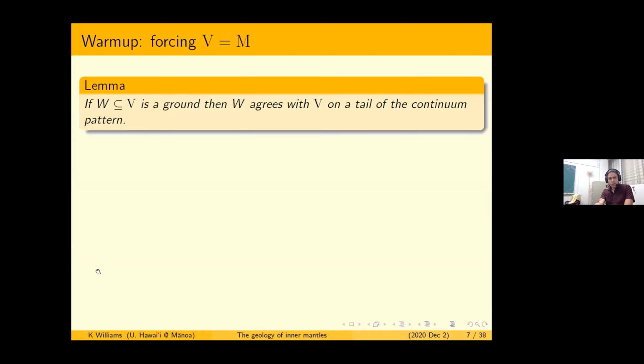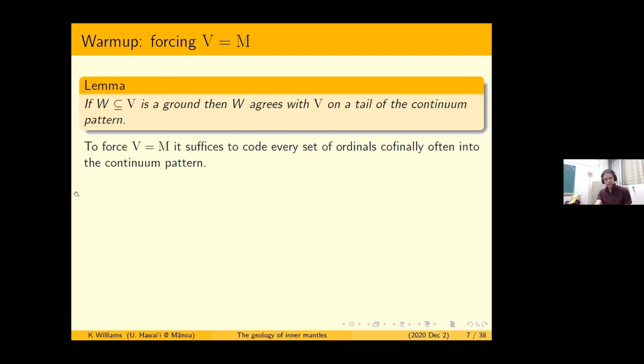And so I want to talk about how to prove these two results, because especially forcing the ground model to be the mantle of the extension is going to be built upon for later work. Okay, so the fundamental lemma here, if you want to prove anything about the mantle, is that if you have a ground, then the ground has to agree with V on the tail of the continuum pattern. If you're just doing set forcing, you can't affect the continuum pattern on a cofinal set of cardinals. So I think we all know this lemma.